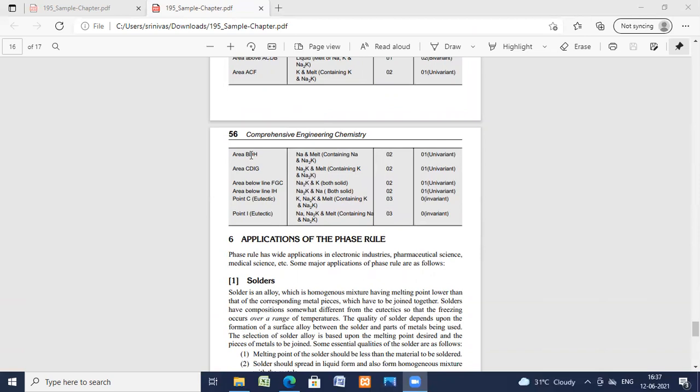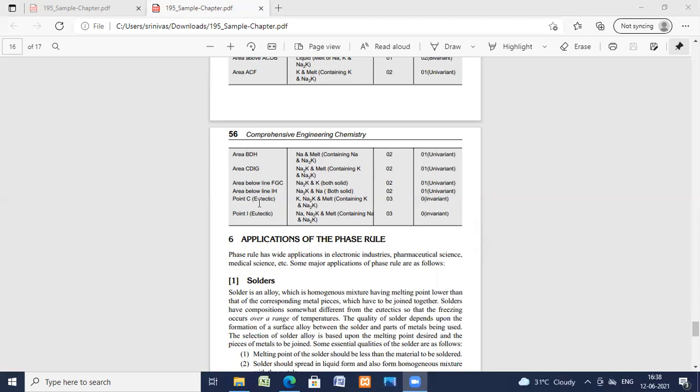Area CDIG, NaK melt, is containing potassium and sodium potassium. Univariant system you get. Area below FGC, sodium potassium and potassium, both of them are solids. You get two phases and it's a univariant system. Area below line IH, sodium potassium and sodium, both of them are solids. Phases are two, univariant.